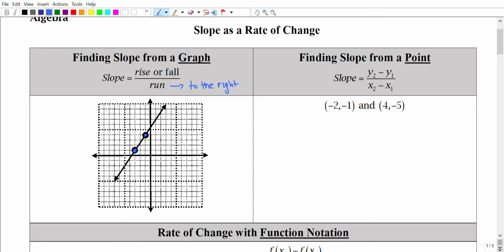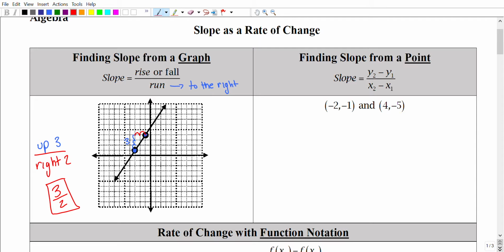So first, rise or fall. Well, actually I have to rise here, so 1, 2, 3. So my rise and run is, I went up 3, and then I'm going to go to the right, 1, 2. I went to the right 2. So what is my slope? My slope is 3/2. Okay, so my slope is 3/2.